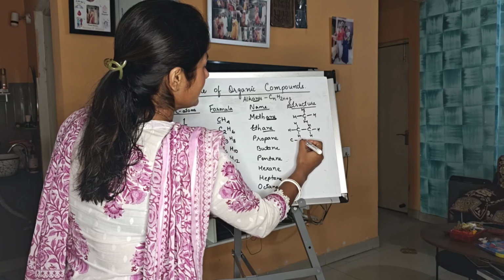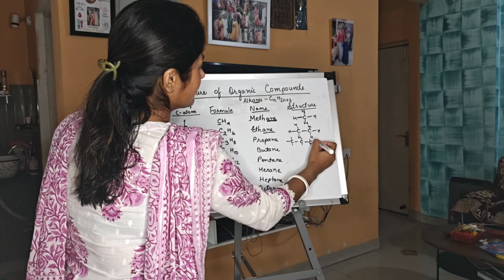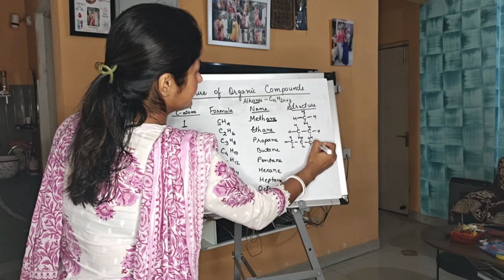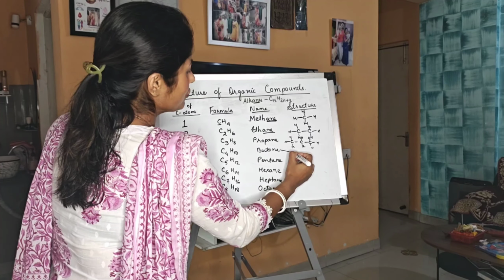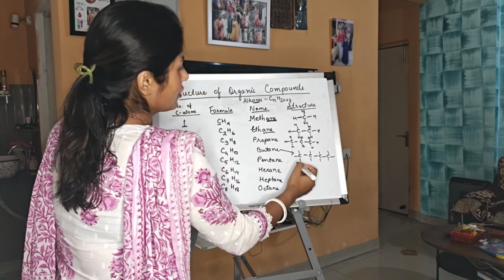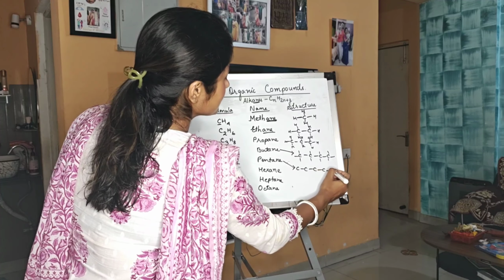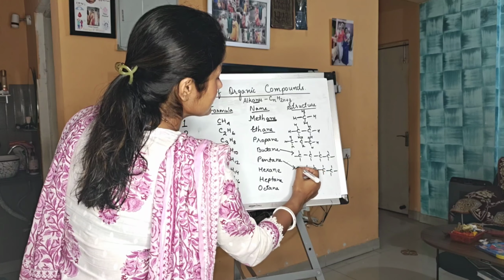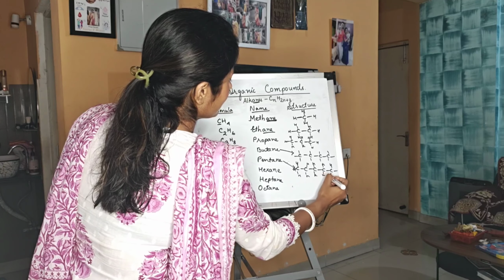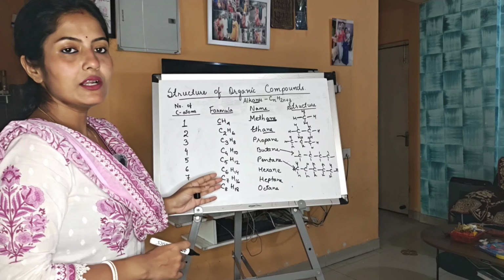For propane, simply draw 3 carbon atoms and make up all the valencies of carbon by substituting hydrogens. Similarly for butane, put 4 carbon atoms and then substitute all its valencies by hydrogen atoms. For pentane also, 5 carbon atoms and then make up its 4 valencies by hydrogen atoms. So this is how you can draw the structures of the compounds from their molecular formulas.